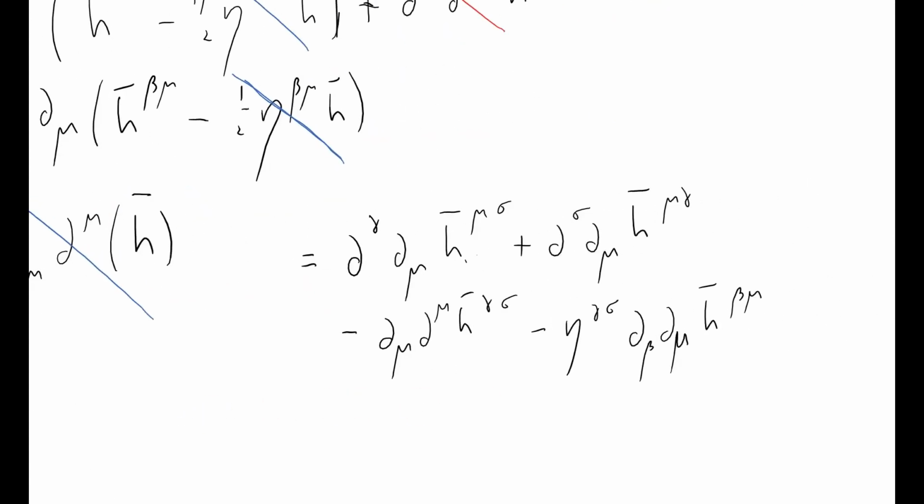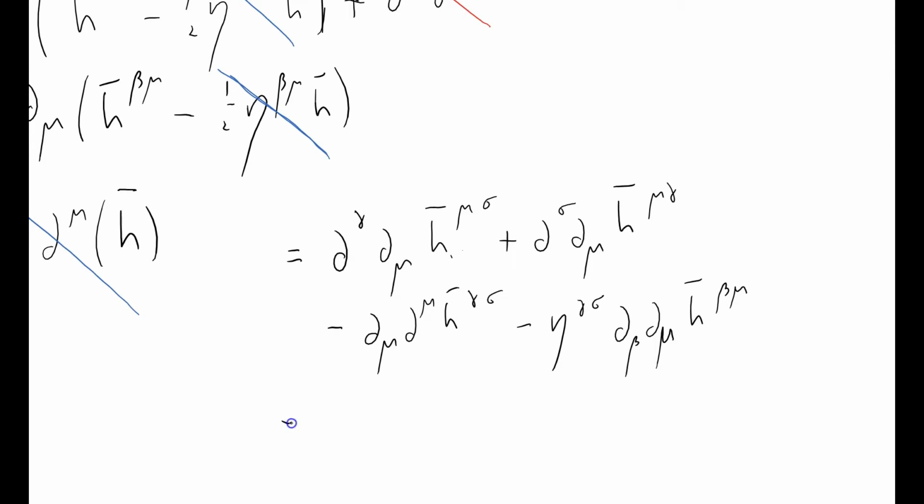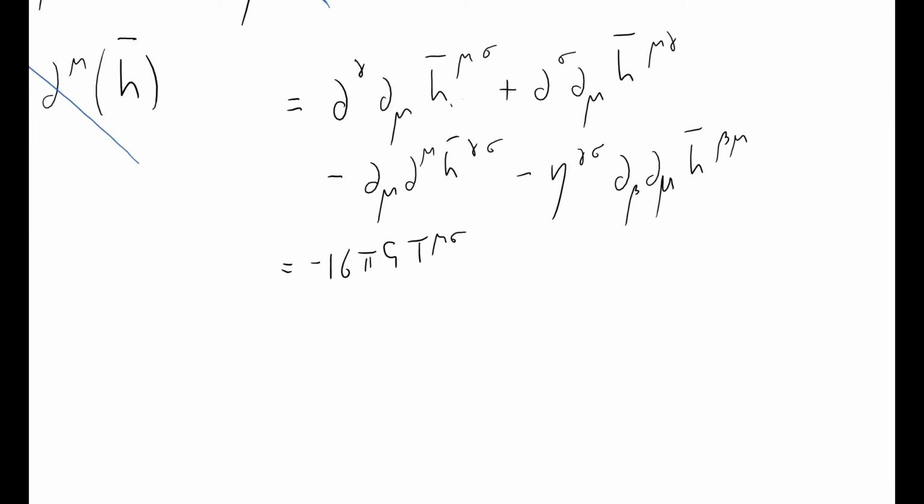Okay, so it's a little bit simpler, and that equals the left-hand side, which was, in my formulation, 16 minus a 16 pi G stress energy tensor mu sigma. Okay, we're nearly there. I think I've made a sign error somewhere, but I'm just going to look at the right-hand side.